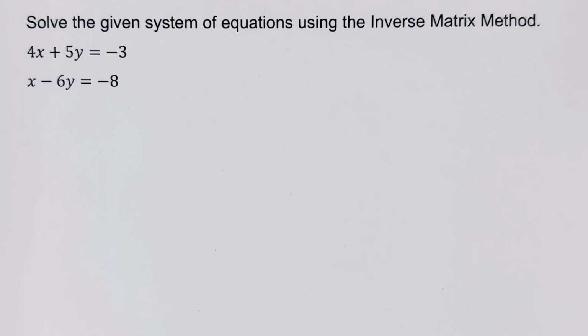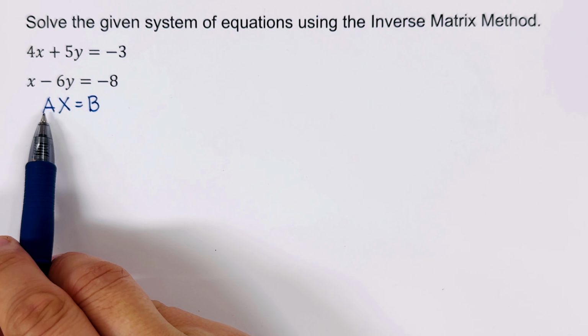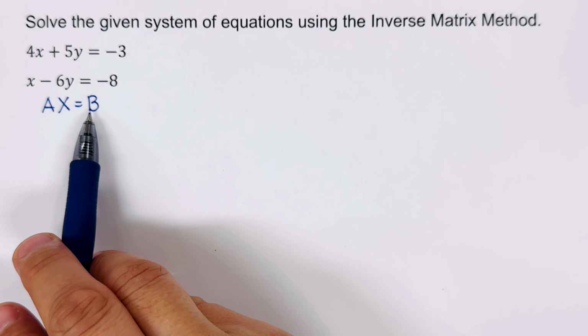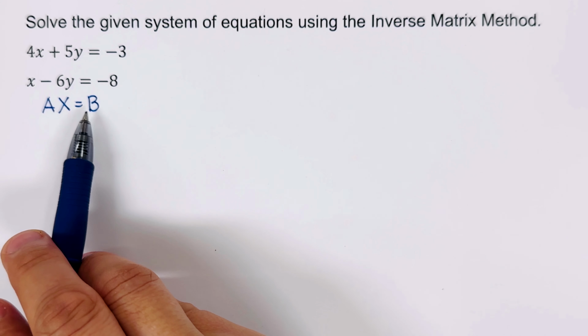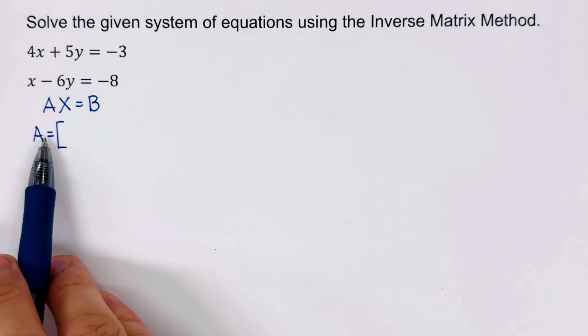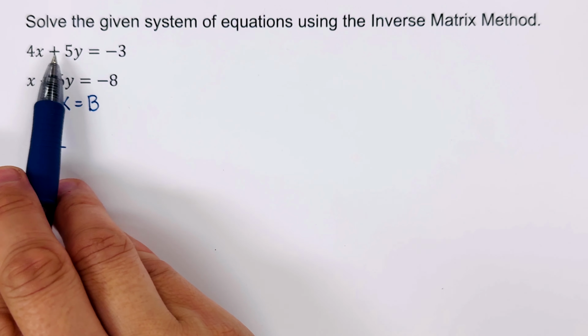The first step is to write the system of linear equations in matrix form. This equation tells us that matrix A times matrix X is equal to matrix B. Now let's define what matrices A, X, and B are. Matrix A consists of the coefficients of the equations, so we get 4, 5, and 1, -6.